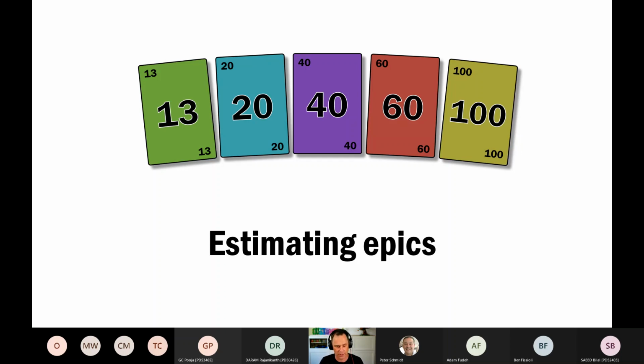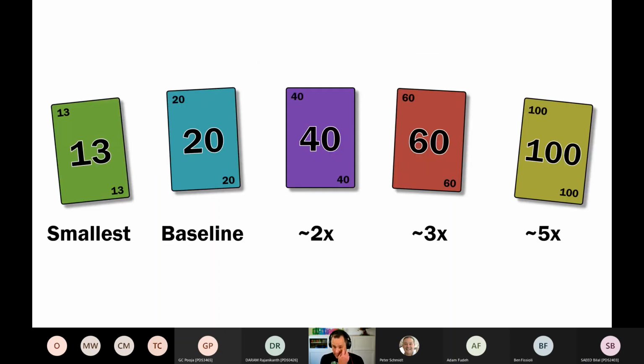Story points are a great unit of measure for estimating your epics, and I like using this scale: 13, 20, 40, 60, and 100. And we're going to play a game called Planning Poker. The first thing we need to do before we play Planning Poker is to agree our baseline. Normally I like to pick a 20-point epic, which is one of the epics that our team thinks is fairly well understood.